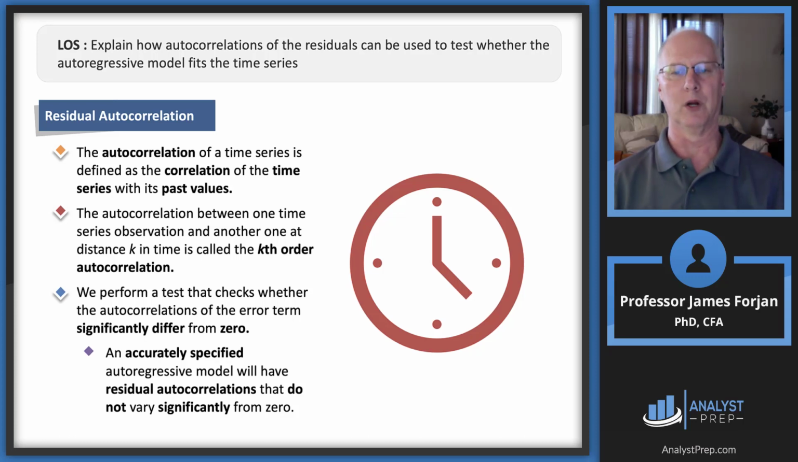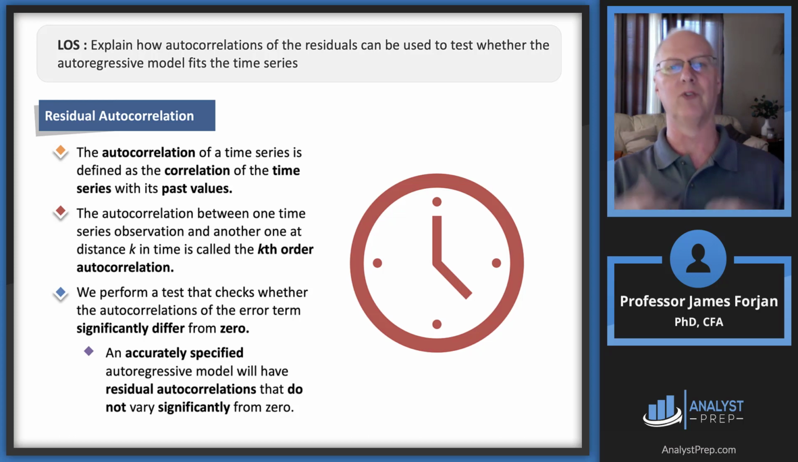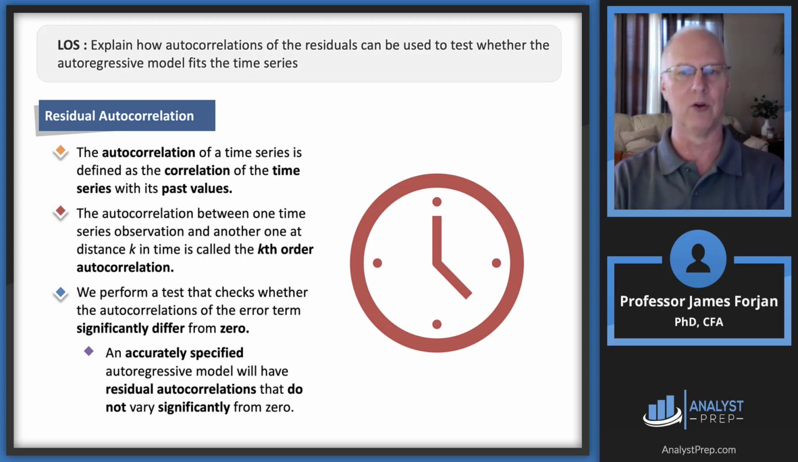Now what we're going to do is perform a test, and I'll show you that in just a second. And look at the last diamond point there in purple. An accurately specified autoregressive model will have residual autocorrelations that do not vary significantly from zero. So once again, just like back in linear regression and multiple regression, we're going to do some kind of a test. Remember, we did a t-test back in those days, and then we're going to have to get out a table and see if it's significantly different from zero. So the testing is going to be identical to what we did in those two previous recordings.